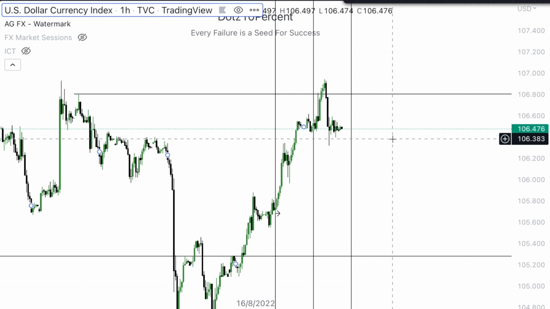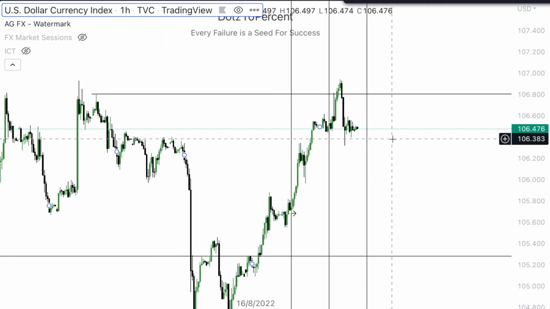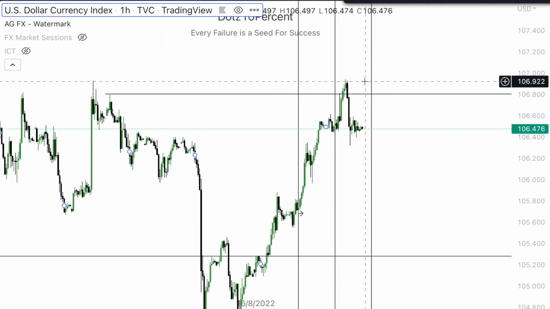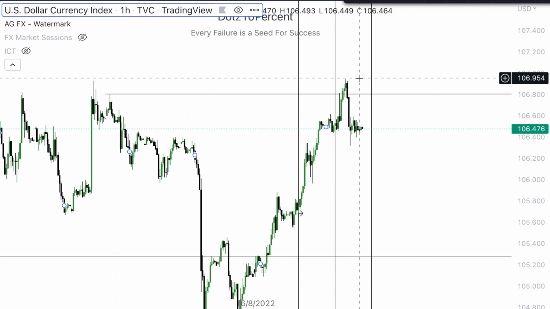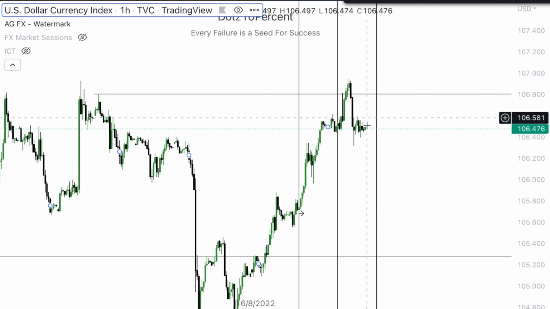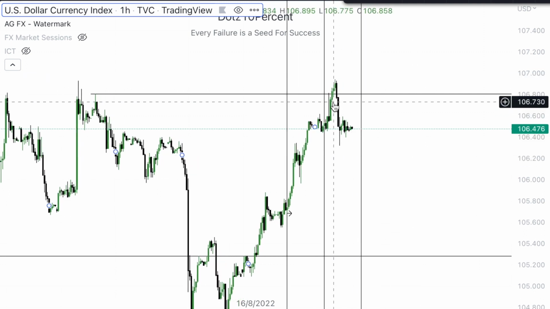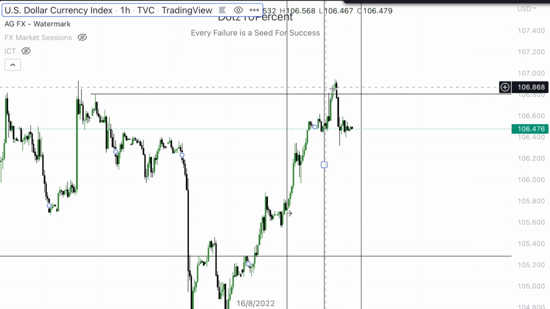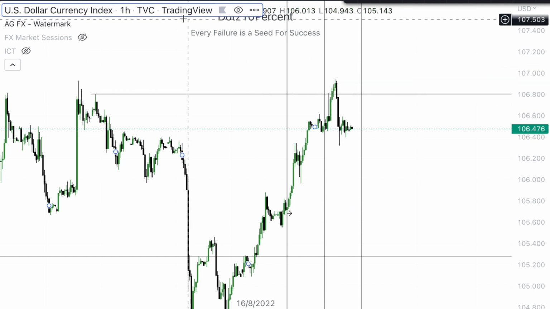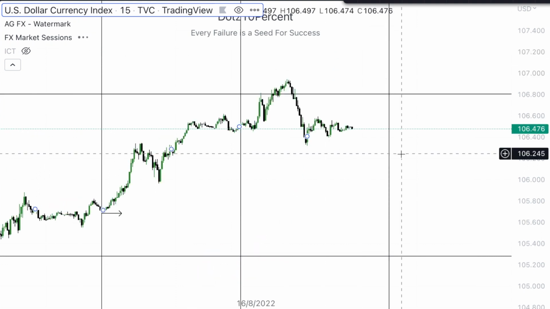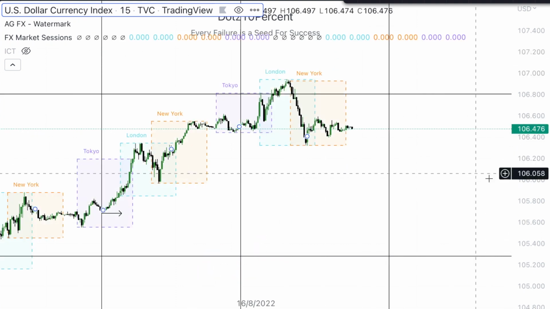But now, looking at it, I'm fairly confident that we have made the high of the week here. And the reason for this is we made a run on the previous weekly high on a Tuesday. If you come to an even lower time frame, you guys can see.